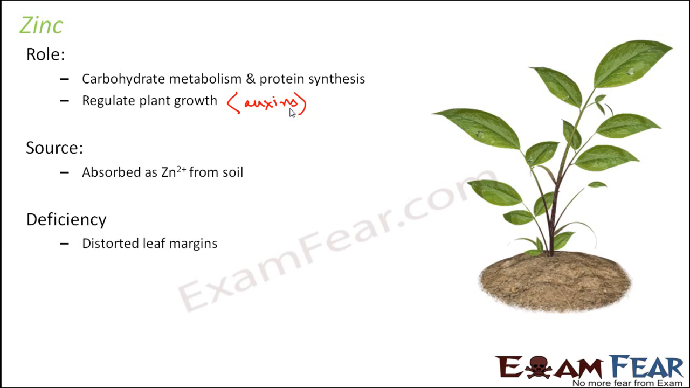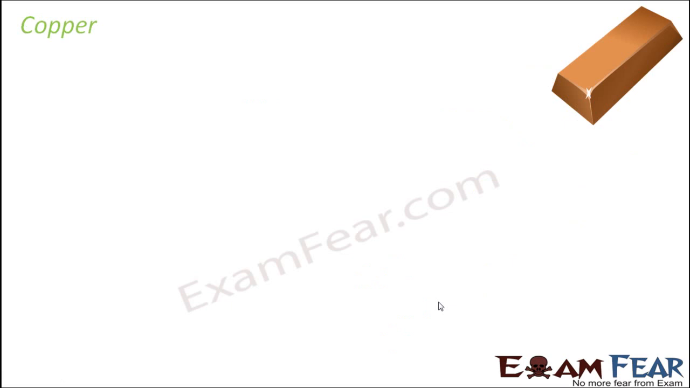Deficiency would cause distorted leaf margins and retarded stem growth. When I say distorted leaf margins, I mean, for example, this is a leaf before being deficient. Later, let us suppose this is a leaf, the margins become distorted. The margins start to curl, they become folded, and they have some spots. All those things are there on the leaf margins. Retarded stem growth is obviously affected.